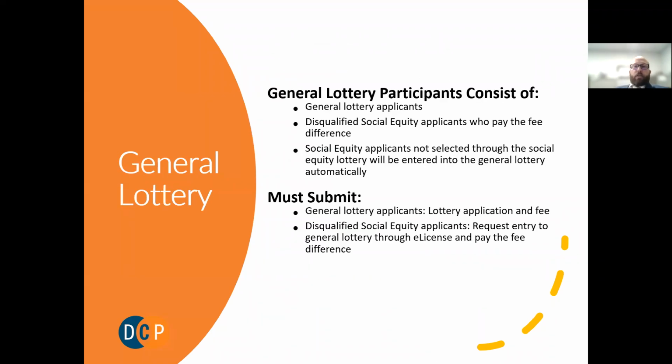The general lottery will consist of individuals that have not identified themselves as social equity applicants, those that were disqualified and pay the fee difference, and social equity applicants that were not selected in the lottery. Again, there's a lottery application and fee associated with it, and the fee difference will have to be paid for those social equity applicants that were determined not to meet the criteria.